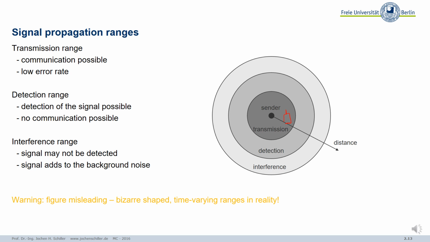Then we have a certain detection range. Detection range means we at least detect, oh, there's a signal, there is something going on. We cannot communicate too far away, but we know that at least there's a sender. Okay, detection range. Why this is important we will see when we come to medium access mechanisms. And then we have an interference range where we do not even detect that there's a signal, but the signal adds to the background noise.